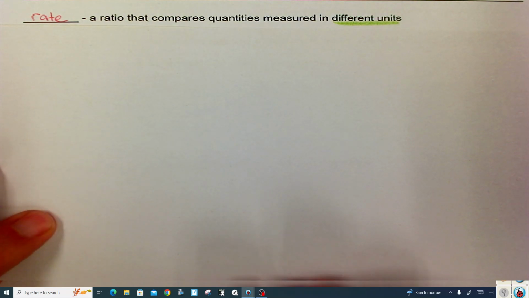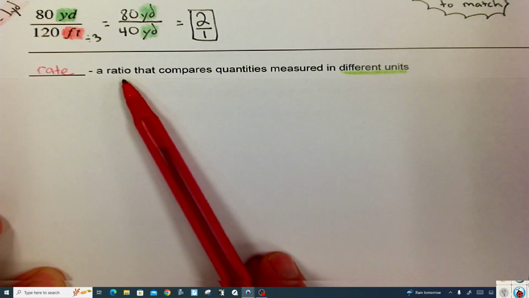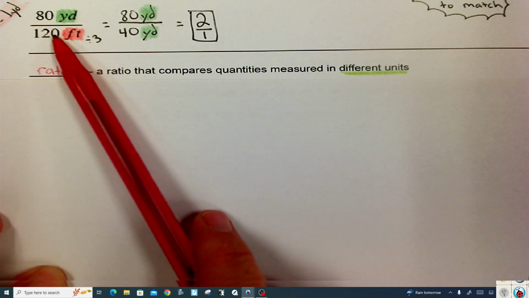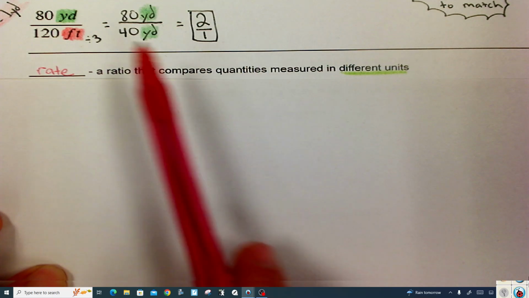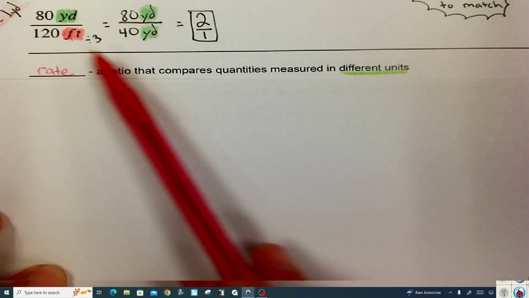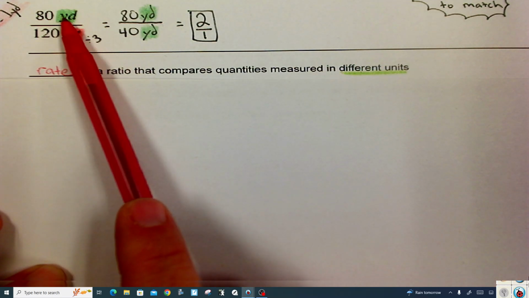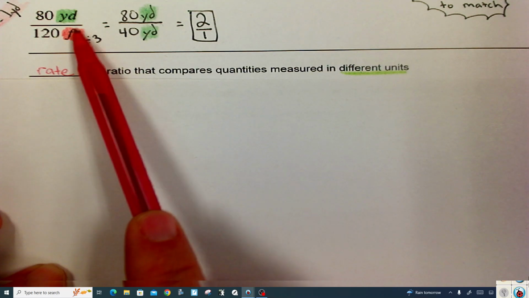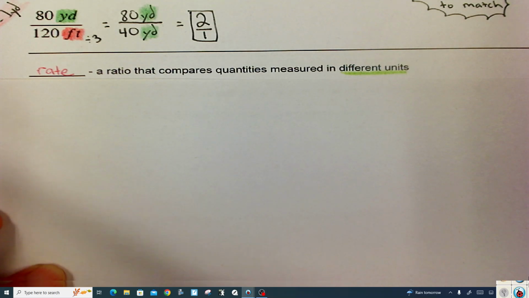Let's take a look at what a rate is. It's just a ratio. So let's go up here and look at a ratio. A ratio is two numbers that are being divided. Okay, so that's a ratio that compares quantities, that's numbers. So here we go, two quantities, two numbers, measured in different units. Aha, so this is yards and this is not yards. So they're two different units. That's what a rate is. That's all that they're saying.